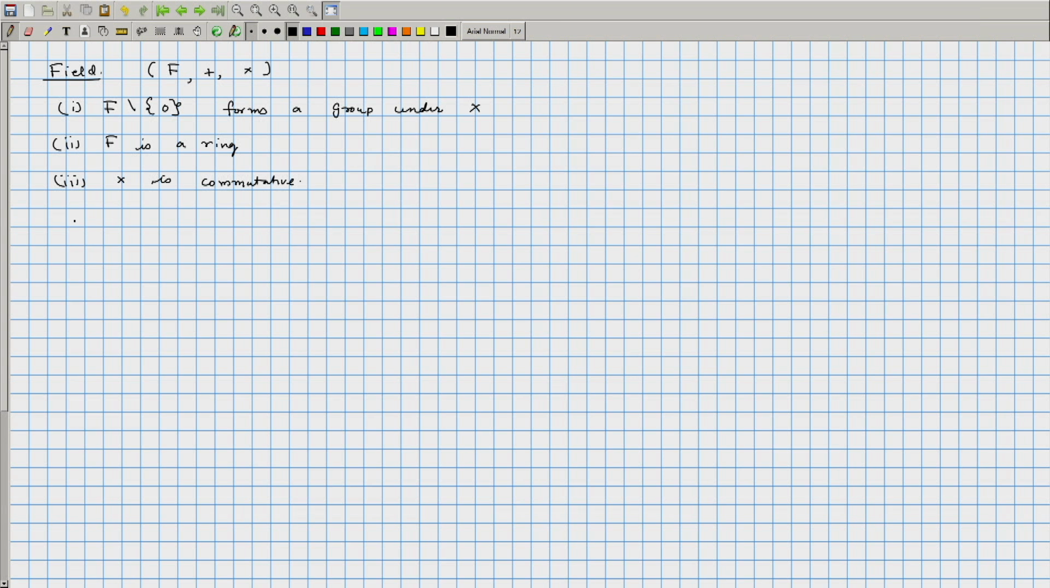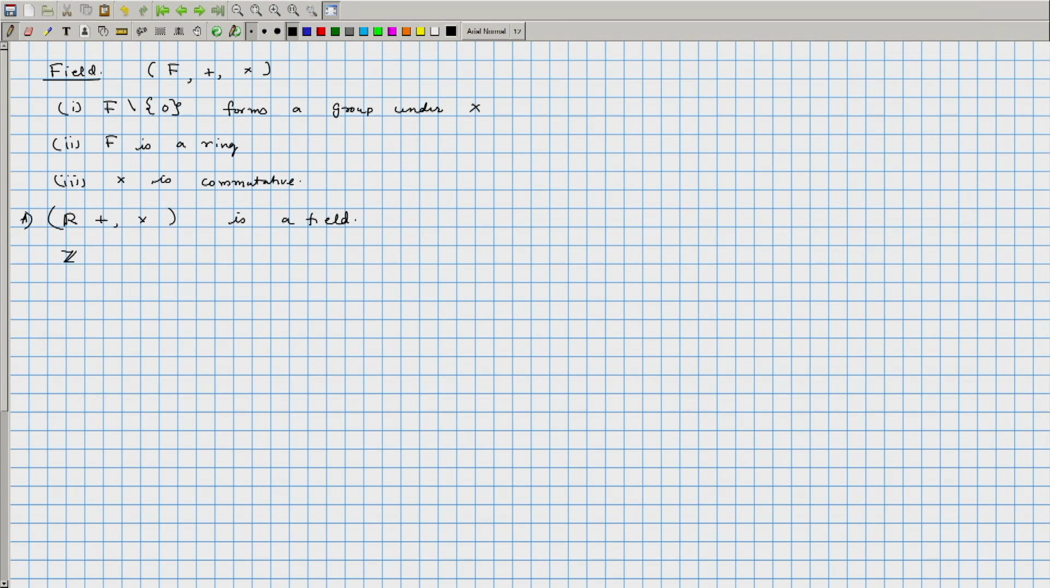So, we will see some examples of fields. If you look at the real numbers under the usual addition and multiplication, this is a field, because if you take the non-zero elements, each of them is invertible and they form a group under multiplication, and of course, multiplication is commutative. We will see far more interesting fields when we are looking at finite cases.